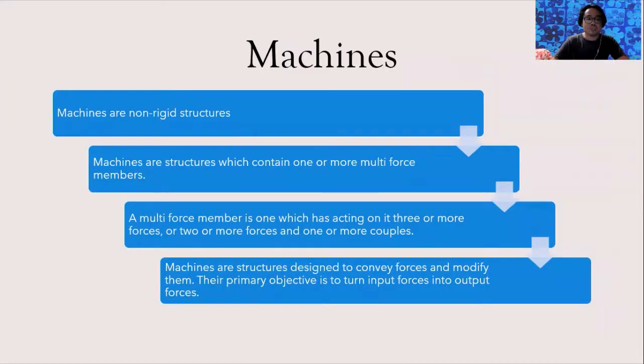So for a machine, a machine is a non-rigid structure which contains one or more multi-force members. A multi-force member is one that has three or more forces acting on it, or two or more forces and one or more couples. Machines are structures designed to convey forces and modify them. The primary objective is to turn input forces into output forces.